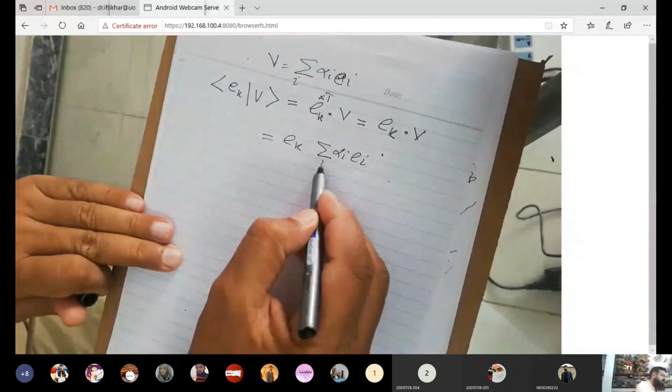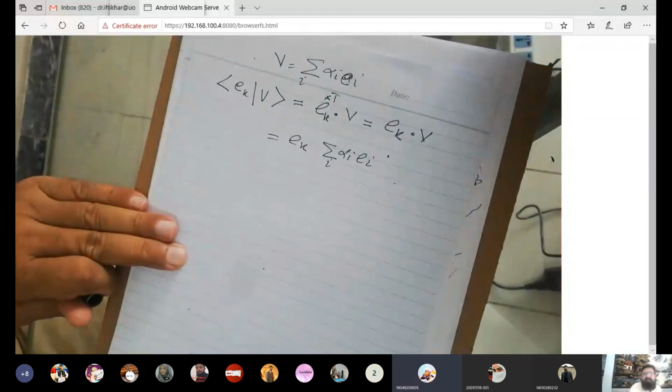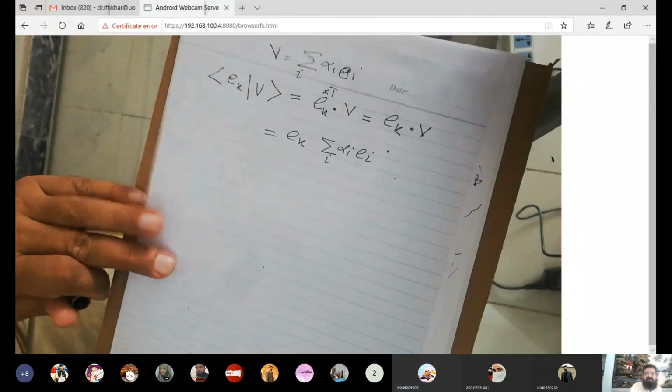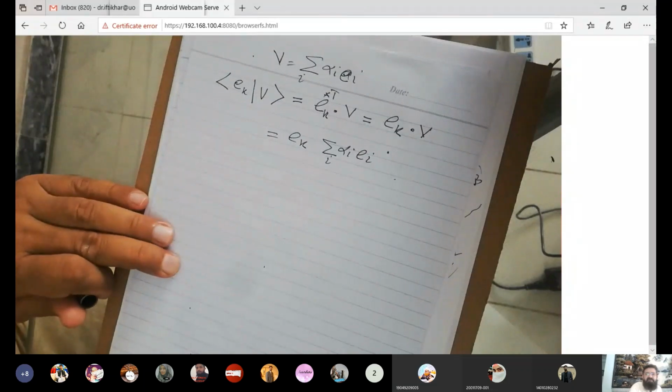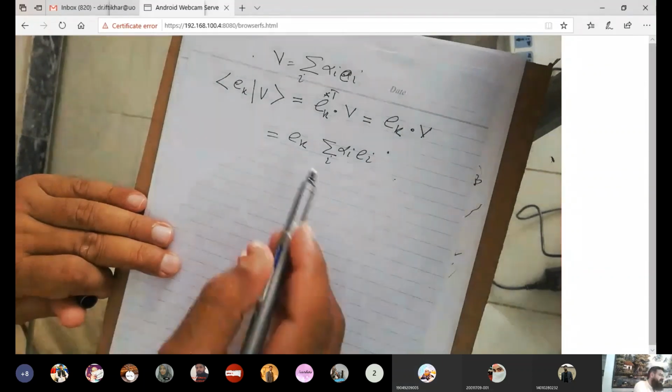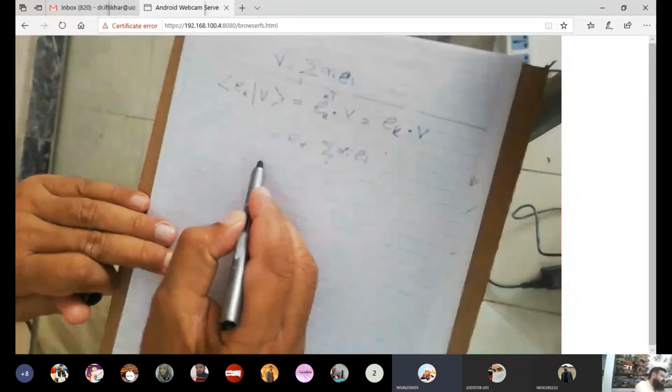Excuse me, sir. Okay. Sir, can we write e_k in place of e_k transpose? Because these are the standard bases, if you take the complex conjugate and the transpose, you get the same vector e_k. Okay. Thank you, sir.